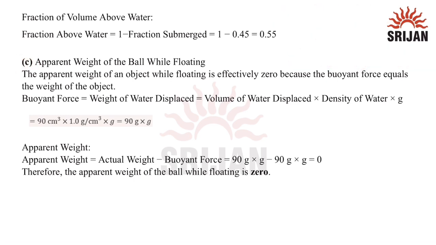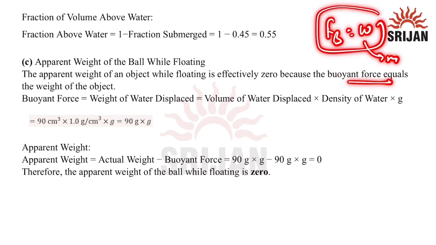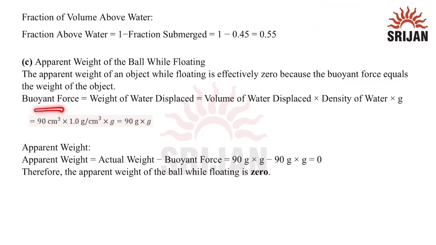Third is the apparent weight of the ball while floating. So, the apparent weight of an object while floating is effectively zero because the buoyant force, that is Fb, equals the weight of the object, that is mg. Now, buoyant force is equal to the weight of the water displaced, that is equal to the volume of the water displaced times density of water times gravitational acceleration g.